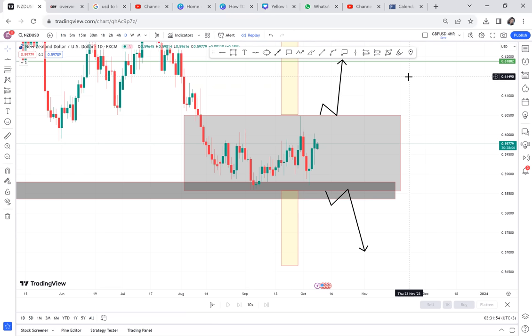Are we clear? So NSDUSD, you don't have a trade. If you are on this trade, you should be out. You should be canceling that trade. So are we clear? NSDUSD and GBPUSD, we are not trading until the market does what? Breaks out.